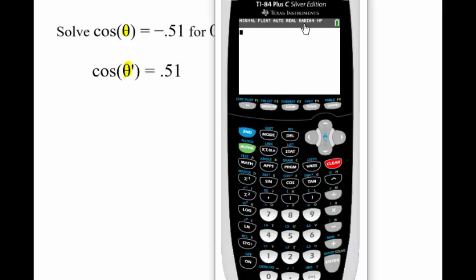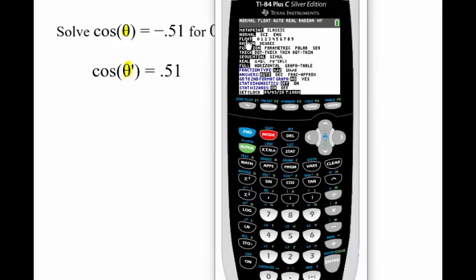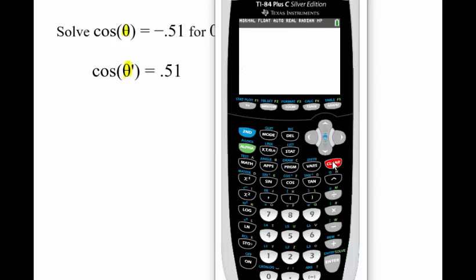So here's my calculator. I made sure that it's in radian mode. You may want to press mode and make sure that your calculator is in radian mode as well. If it isn't, scroll down a couple times, press enter to turn it into radian mode, click clear to get back to the home screen. To solve for theta prime, I'm going to take the inverse cosine of both sides. So pressing second cosine gives me the inverse cosine function. I type in 0.51 and it tells me in radians that theta prime is 1.0356 roughly.